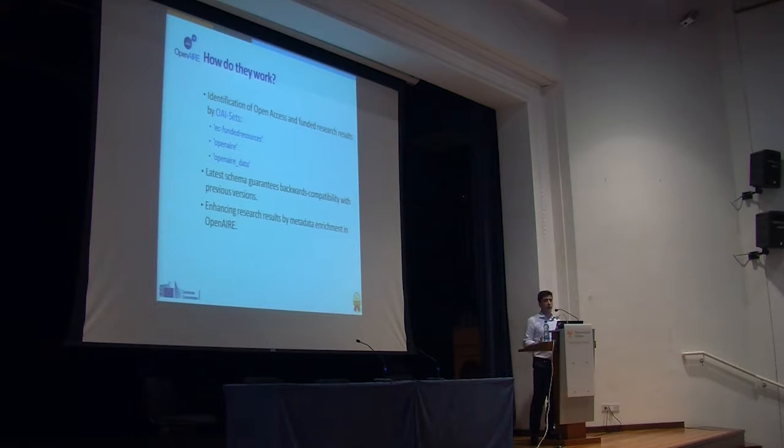The identification of open access funded results is done by OAI sets. Sets means that in one set we can expose different types of publications. For example, in one set we can show only the open access publications. In another set, for example, the DRIVER set lists all the open access sources. So all these sets, EC funded resources, expose only the EC funded publications. OpenAIRE, as you saw in the previous slides, intends to expose all the open access publications plus the EC funded and other funded publications.